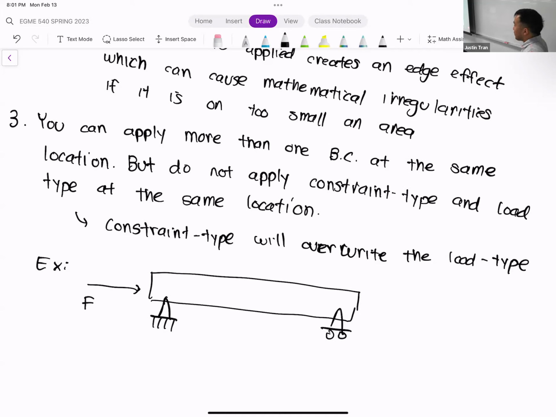So just be careful of those situations when you're applying your boundary conditions and you're not seeing a result that you want. You may want to check and see if you're applying a load type and constraint type at the same location. All right. Any questions on this so far?